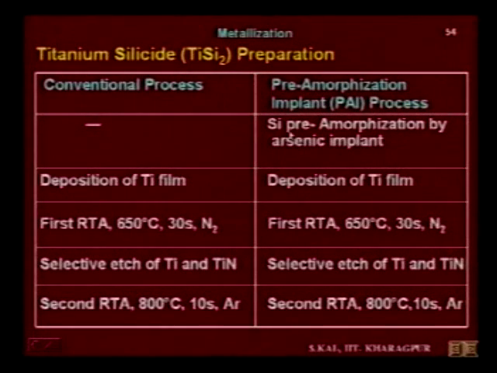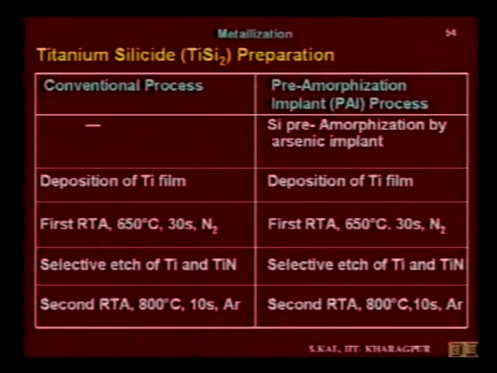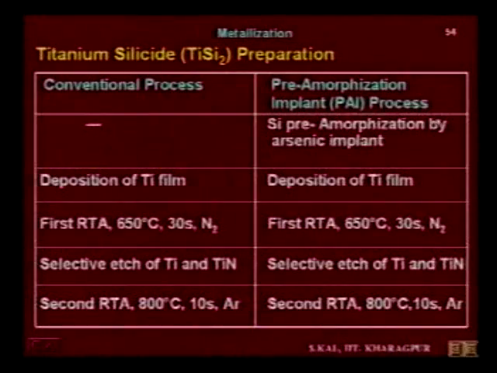In the first step, silicon is pre-amorphized by arsenic implant. Arsenic is a heavy atom. If you implant silicon with arsenic atoms, then a pre-amorphization layer will be formed. And then if you deposit titanium, the reaction will be completed and the sheet resistance goes down further, and the surface finish is smoother than the conventional process. This is one improved version of titanium silicide formation, known as the PAI process, pre-amorphization implant process.